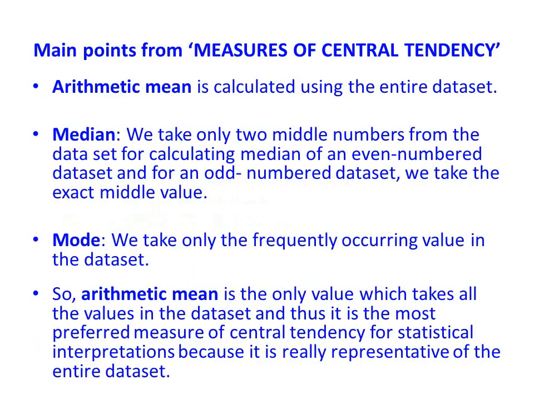In summary, arithmetic mean is calculated using the entire dataset. Median, we take only two middle numbers from the dataset for calculating median of an even-numbered dataset, and for an odd-numbered dataset, we take the exact middle value. Mode, we take only the frequently occurring value in the dataset. So, arithmetic mean is the only value which takes all the values in the dataset, and thus it is the most preferred measure of central tendency for statistical interpretations because it is really representative of the entire dataset.